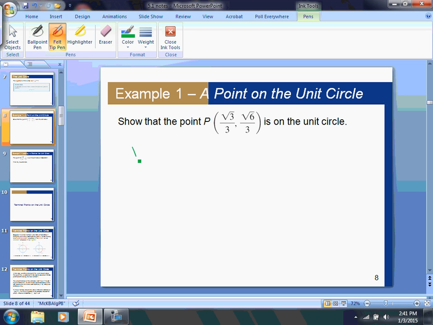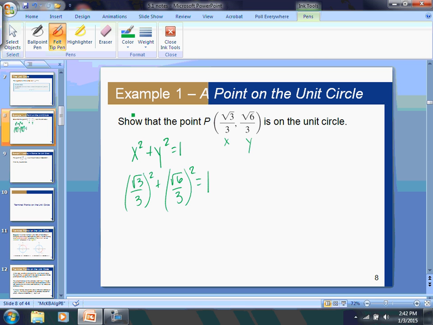And remember, our equation for our circle is x squared plus y squared equals 1. And if I'm given this point, remember, this is an ordered pair, and the first value in that ordered pair stands for the x, and the second value stands for the y. So I'm just going to substitute those values in. I'll substitute the square root of 3 over 3 in for the x, and the square root of 6 over 3 in for the y, and then I'll simplify it. If it equals 1, it'll be on the circle. If it doesn't, then it's not.